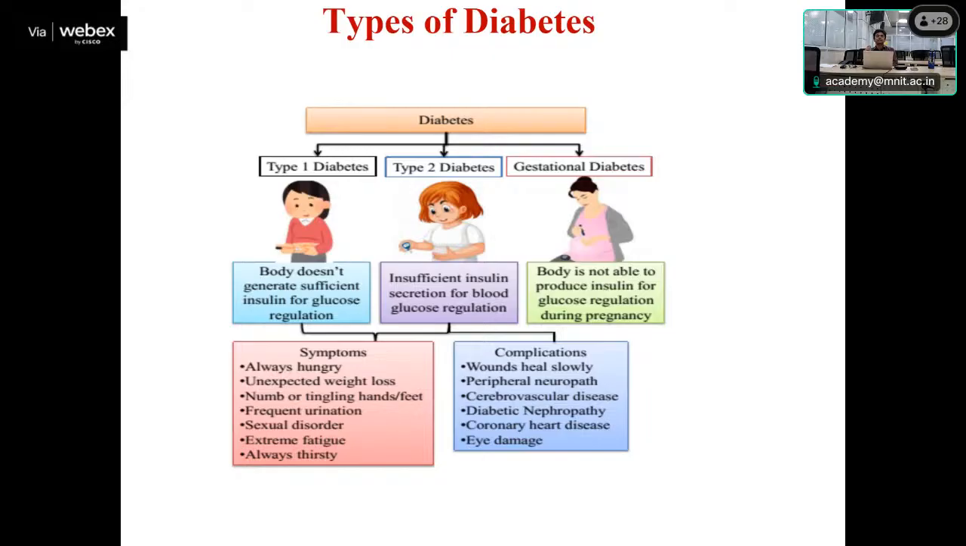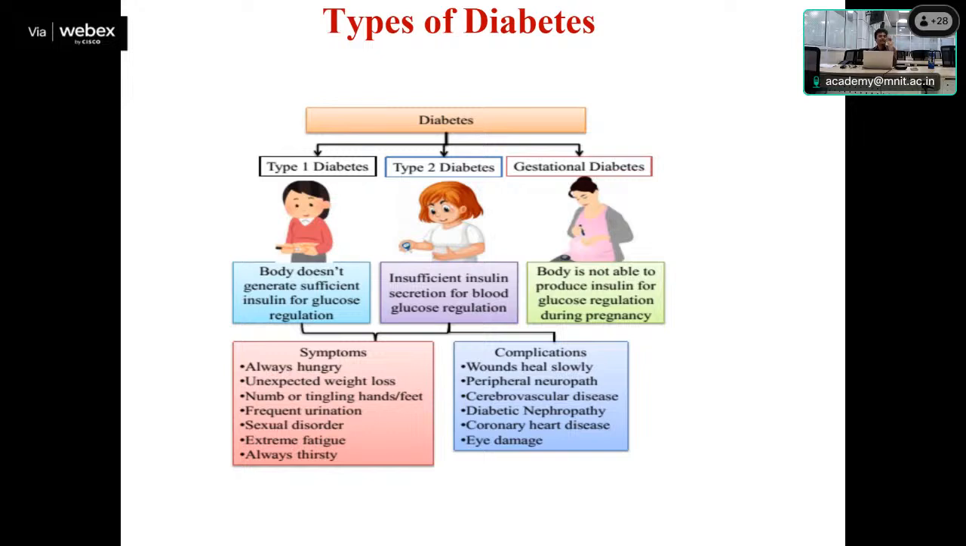They used to take the insulin dose directly before having a food. For a type 1 diabetes patient, many times you have observed that they used to take the injection before having a particular food item because their pancreas is unable to generate the insulin. No insulin is being generated inside the body.